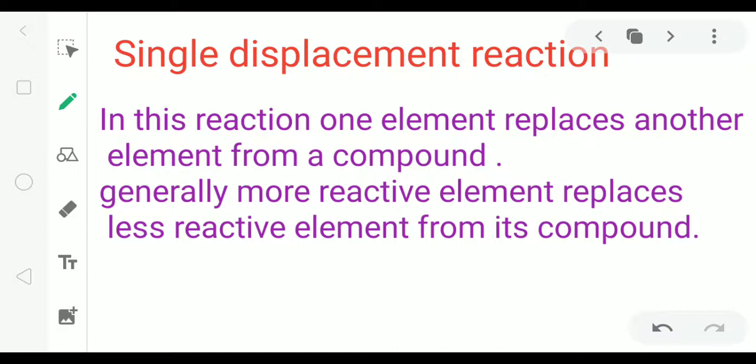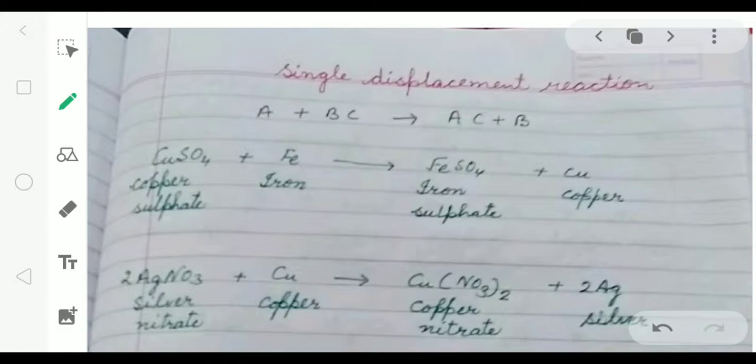Single displacement reaction. In this reaction, one element replaces another element from a compound. Generally, more reactive element replaces less reactive element from its compound. If there is a reaction between substance A and compound BC, if A is more reactive than B, then B will be replaced. B will be separated.